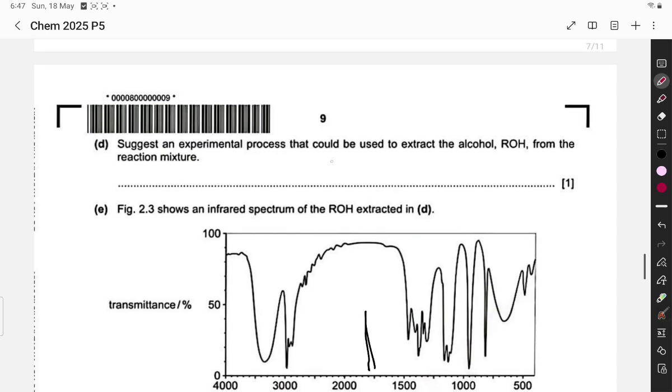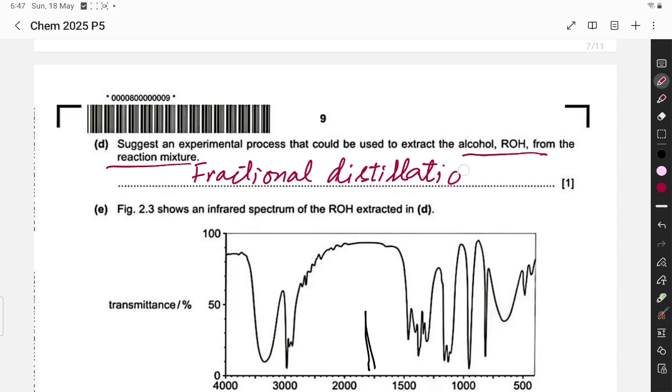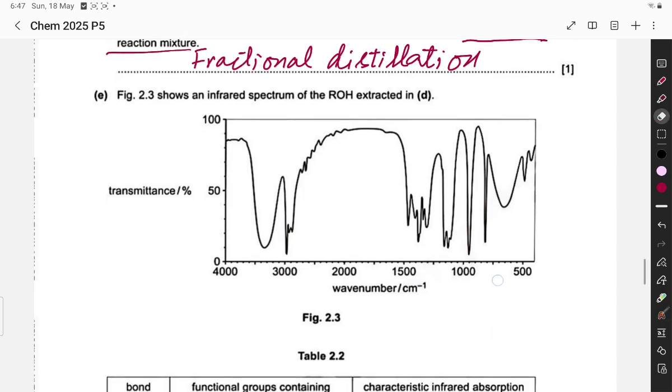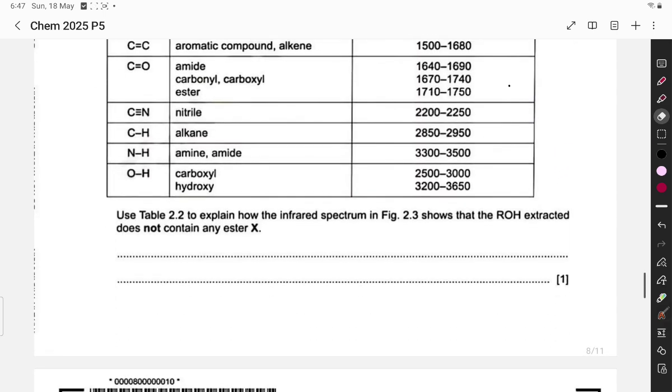Suggest an experimental process that could be used to extract the alcohol from the reaction mixture. Fractional distillation, because both are miscible and have different boiling points. The figure shows an infrared spectrum of the ROH extracted in D. Use table 2.2 to explain how the infrared spectrum shows that the ROH extracted does not contain any ester.